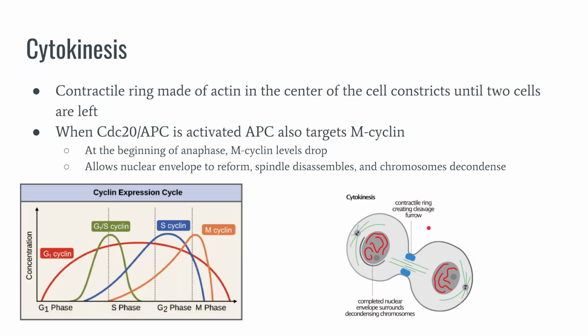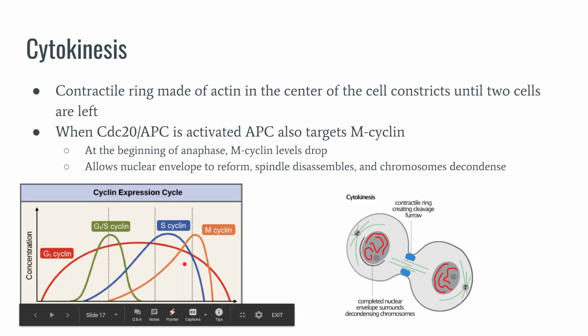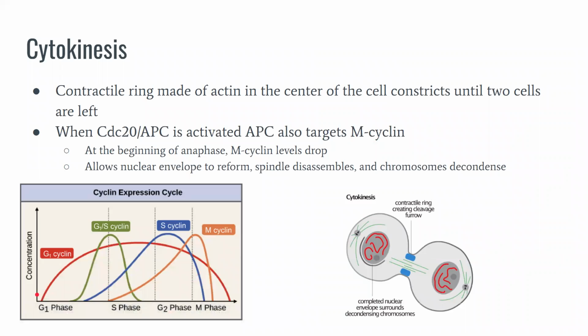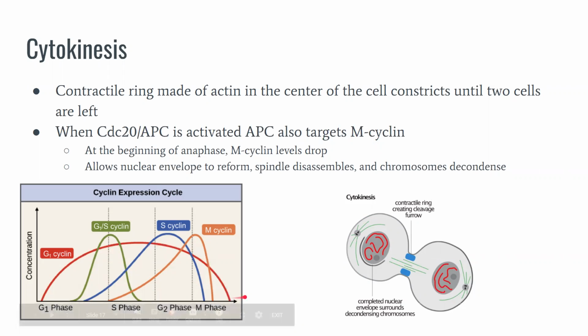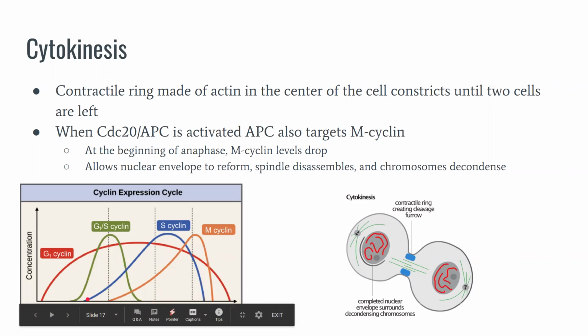And then just a side note, this isn't really connected to cytokinesis, but it's something you should know: at the beginning of anaphase, M cyclin levels drop. If you look here, this is the cyclin expression levels during the cell cycle based on the phase they're in. So you have your G1 cyclin increases pretty consistently and then decreases also pretty consistently. Like we talked about in S phase and M phase, it increases pretty quickly.